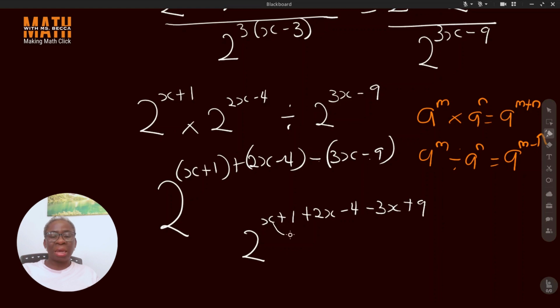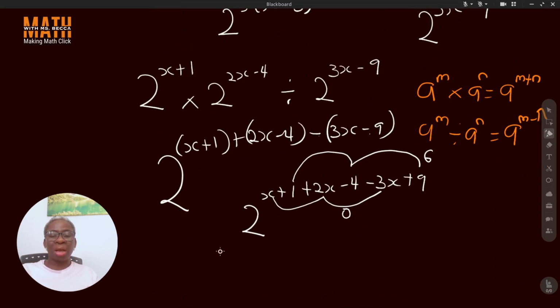Now let's add the x together. X plus 2x will give 3x, then 3x minus 3x will become 0. Then 1 minus 4 would give negative 3, then negative 3 plus 9 would give 6. So now we'll be having 2 power 6.